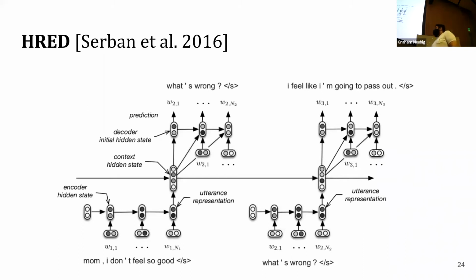This is a hierarchical encoder decoder, and they take a step forward from the flat seq2seq. What they do here is they have a hierarchical setup where there's an utterance level encoder that encodes the words in a single utterance and produces a hidden state. And then there's a context encoder which takes the sequence of hidden states and encodes those.